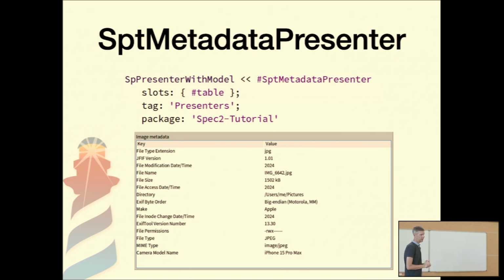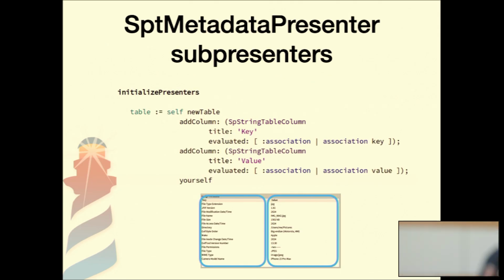So here is a small presenter. You can see it's just a presenter to present the metadata. It's just a subpart of the whole application we saw before. So it's the metadata presenter. It inherits from presenter with model. We have one slot. It is the table. So it is a table presenter that is there.